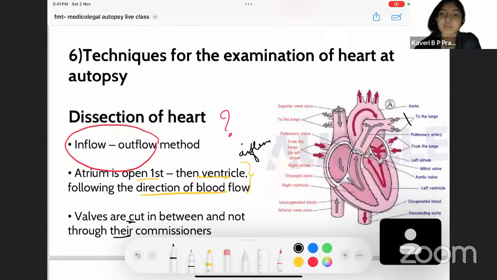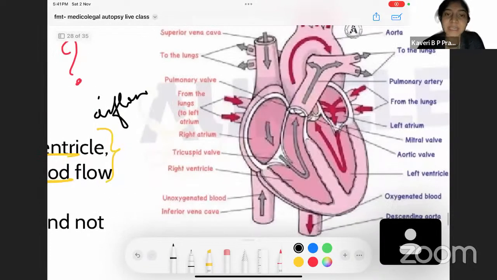What do you understand? Let's look at it through the image. So this is the atrium of the person, and this is the ventricle. They're saying that, you can see the arrow here.